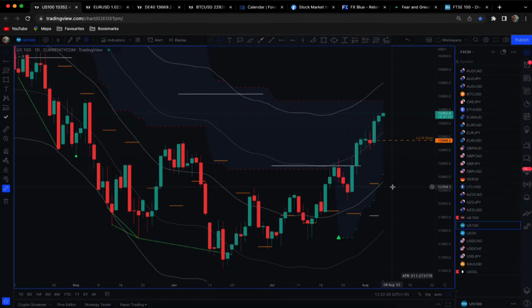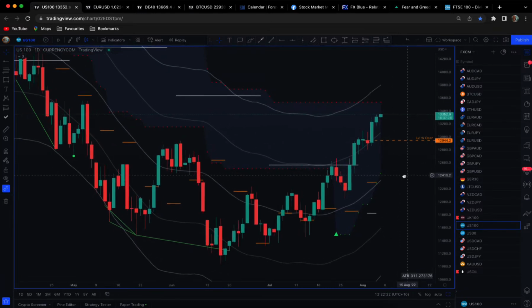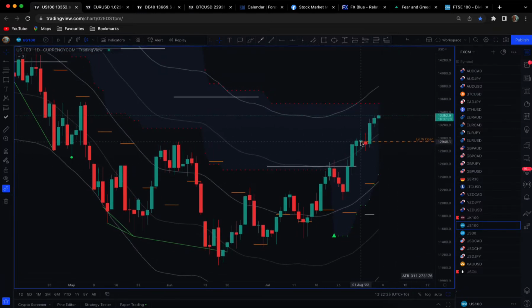Just taking a look at the US 100. I wanted to do the video to share with you what goes through my mind when I'm looking at a chart, sizing up a potential opportunity. So from first glance, I'm thinking that a counter trend opportunity could be a thing.